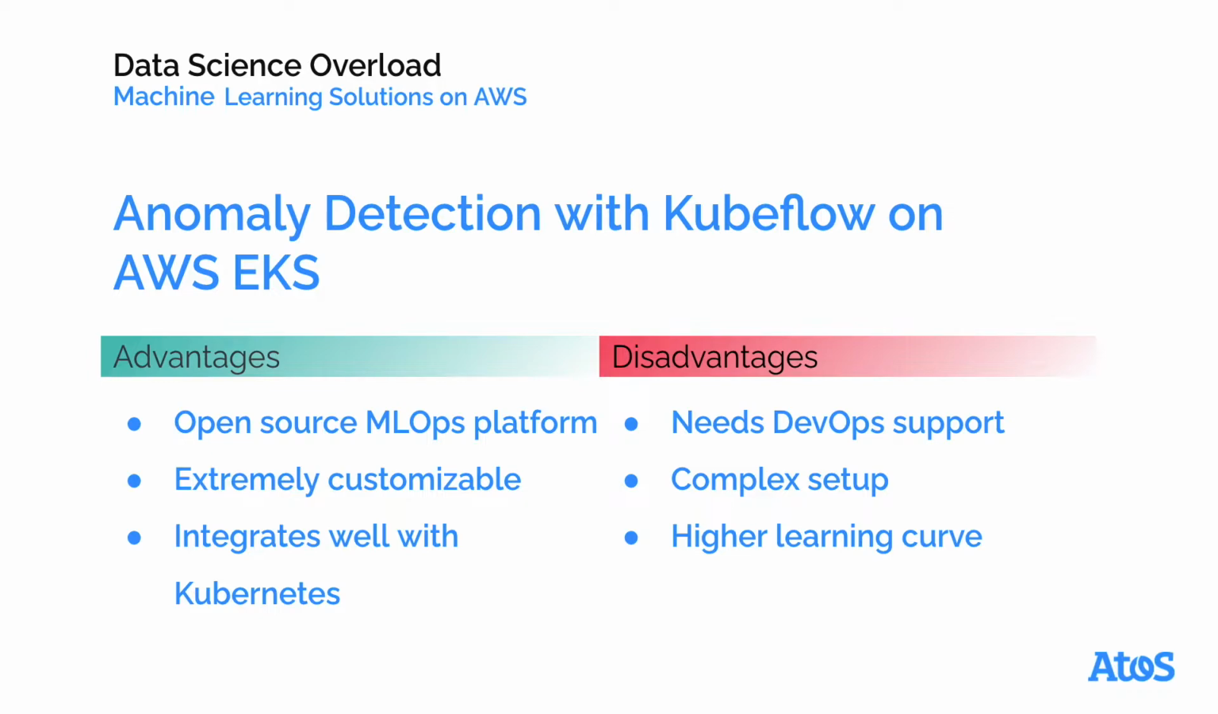Finally, let's look at anomaly detection with Kubeflow on AWS EKS. This is an open source machine learning operations platform which is extremely customizable. It integrates well with Kubernetes applications as well as DevOps practices. Some possible disadvantages: it needs DevOps support, it is complex to set up, and there's a higher learning curve for Kubeflow on EKS.